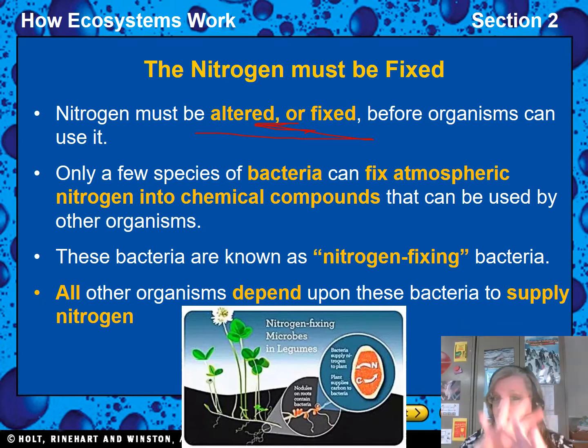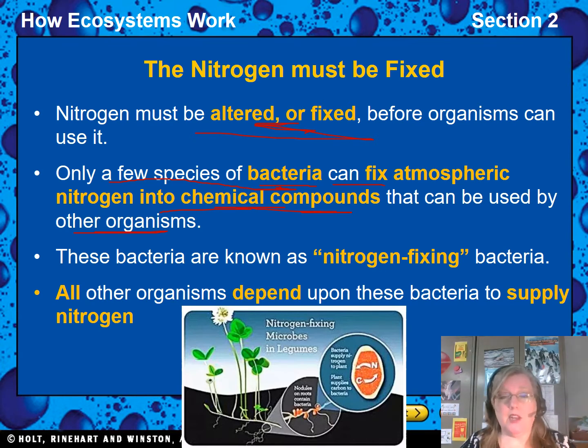We can't use atmospheric nitrogen. We have to use solid nitrogen. And only a couple of species of bacteria can fix this for us. It's bacteria that fix the nitrogen for us. They're going to fix it and turn it into chemical compounds that we can actually use. Now this is what I mean by fixing it. Atmospheric nitrogen is no good. There are these bacteria that can fix it for us. They basically turn it solid.